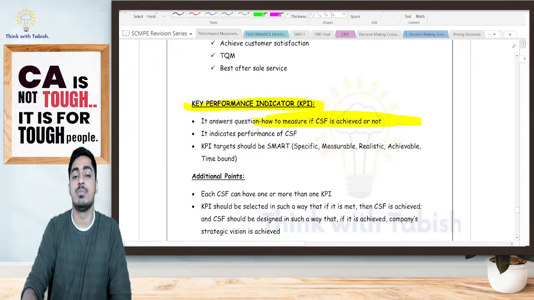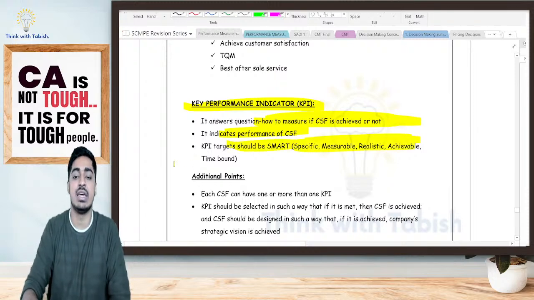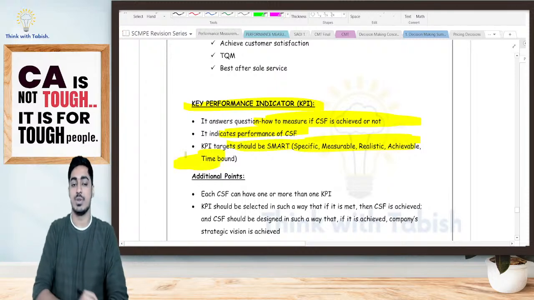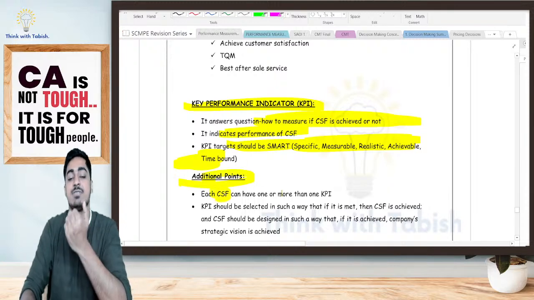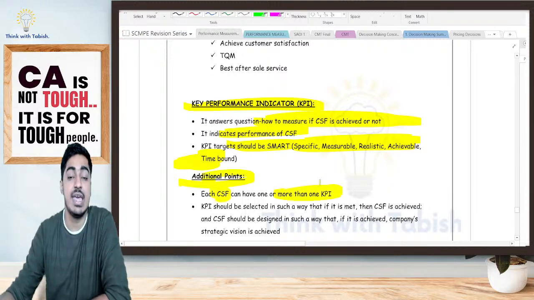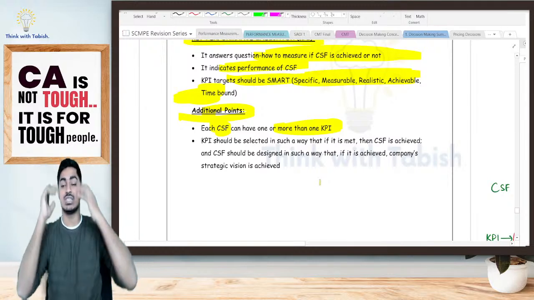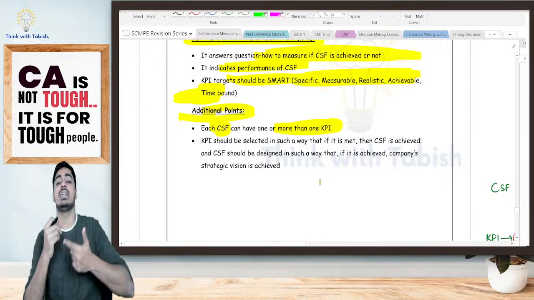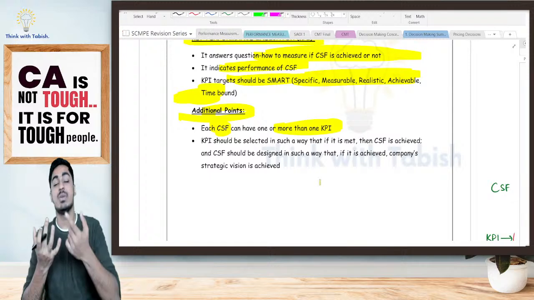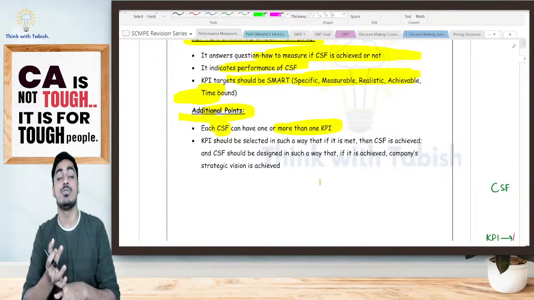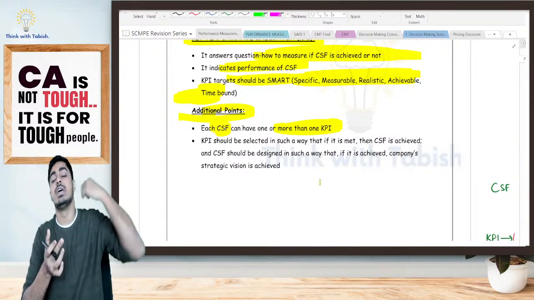Okay, they are performance indicators. They should be SMART: specific, measurable, realistic, achievable, and time bound. Again, I'm telling you, each CSF can have one or more KPIs. My KPI should be selected in such a way that if my KPI is achieved, my CSF is achieved, and my CSF should be set in such a way that if it is achieved, ultimately my vision is achieved.